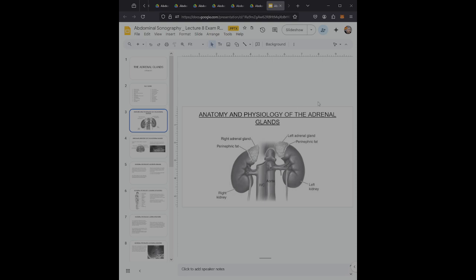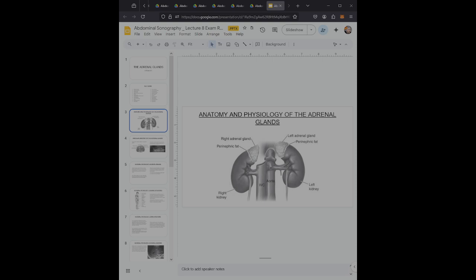So what exactly are the adrenal glands? Well, the adrenal glands are paired, first and foremost, and they're controlled by hormones produced by the hypothalamus. The adrenal glands are retroperitoneal endocrine glands, and neurophysiologically, they are controlled by the hormone-producing hypothalamus and subsequently by the anterior pituitary gland.